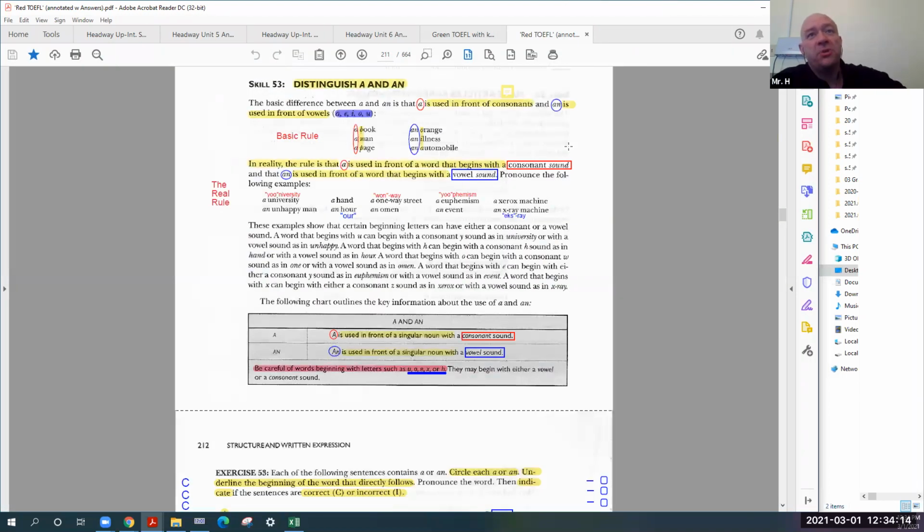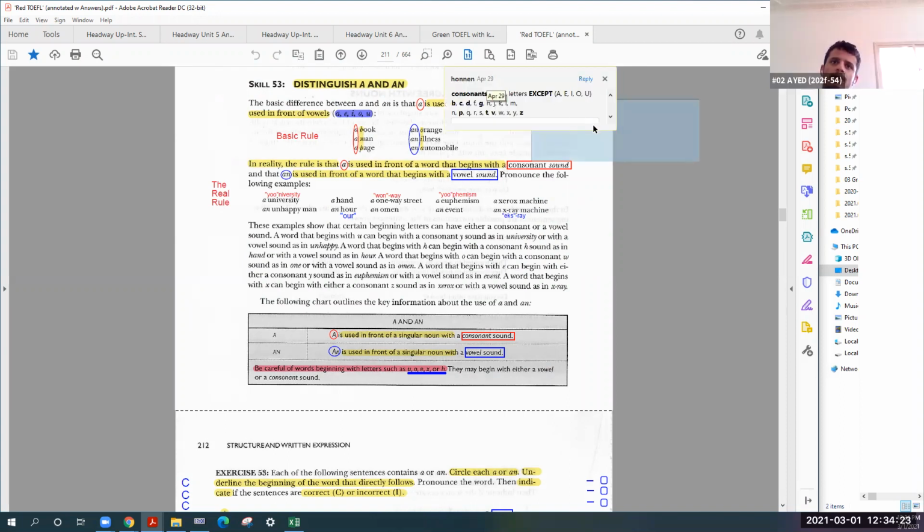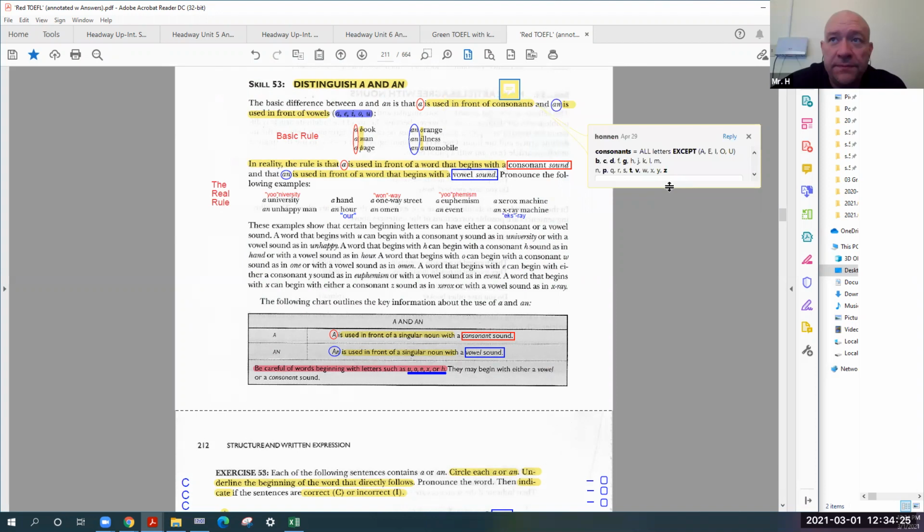All right, do you guys know the meaning of consonants? Guys, hello. Do you know the meaning of consonants? Can you read that? Consonants: all letters except A, E, I, O, U. That's right. So what do we call these?